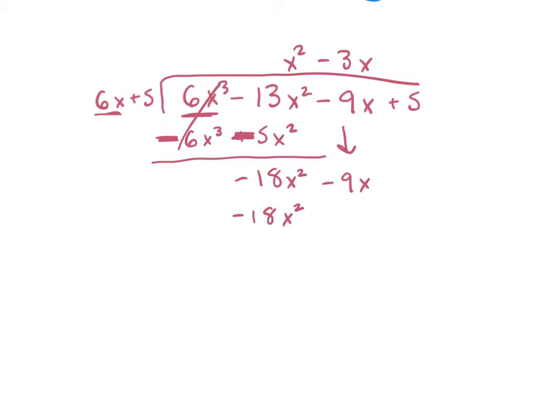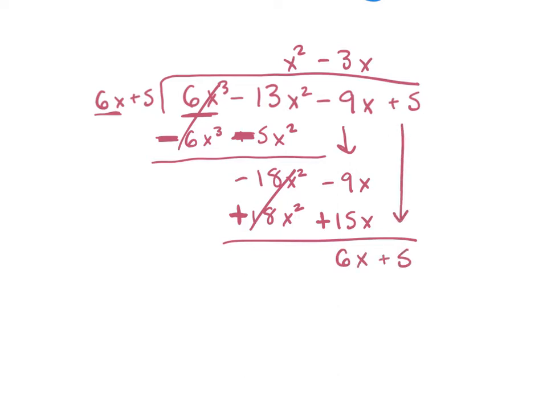Negative 3x times 5 would be negative 15x. We need to change the signs here to get them to cancel out. And then we combine. So negative 9x plus 15 would be 6x. Then we bring down the 5. It's just 1.